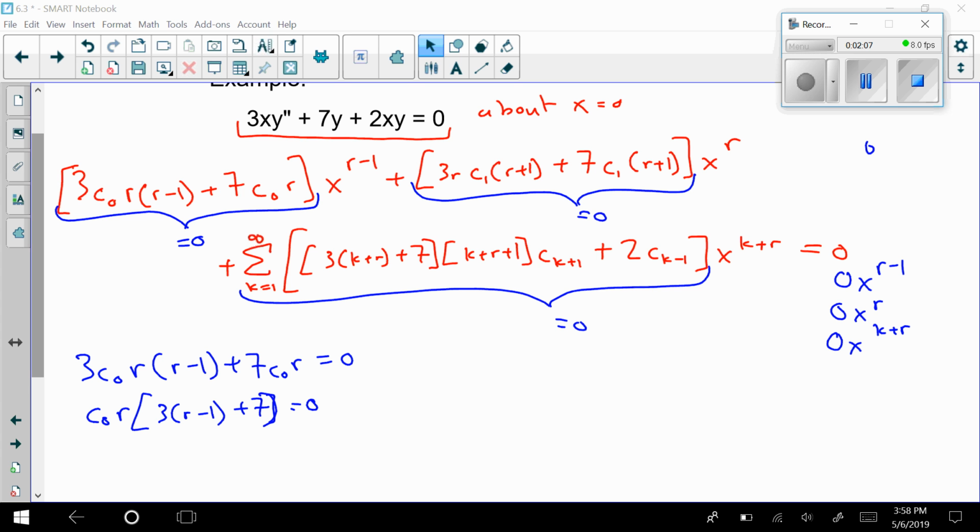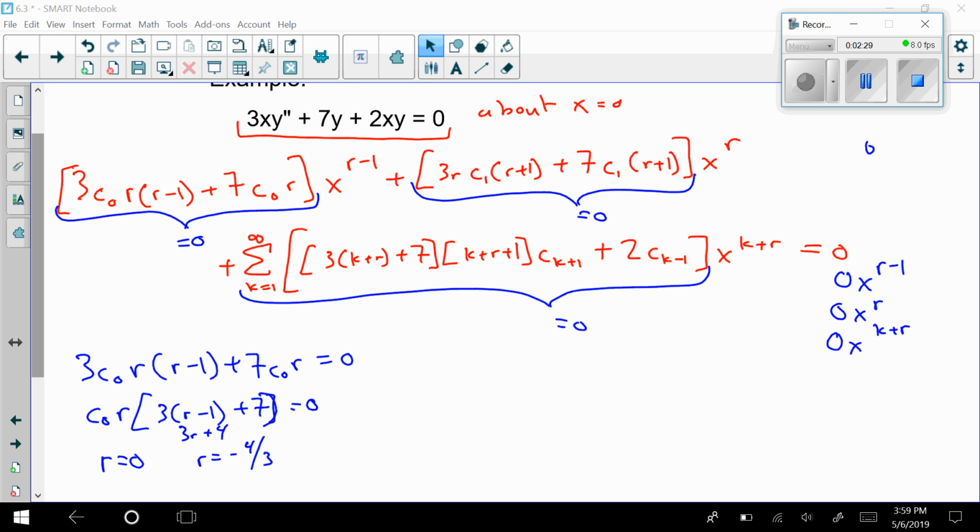And then we go through this. Clearly then I have r equals 0. And for this other one, this is a 3r, minus 3 plus 7 is plus 4. So r would be equal to negative 4 thirds.